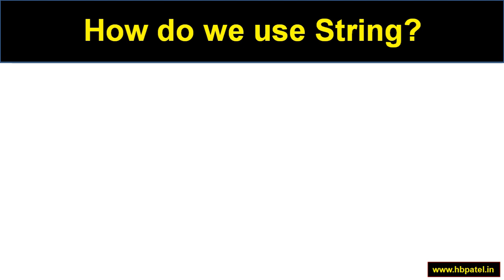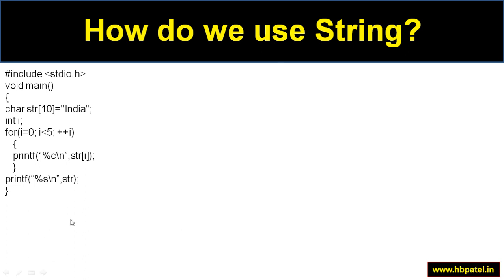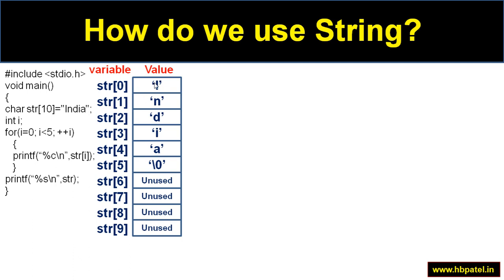Now let us see using a program how we can deal with this kind of string. Look at this: char str[10]. str is a character array having 10 elements, and the individual elements are I, N, D, I, A, India. So there are 5 characters: str[0] is I, str[1] is N, str[2] is D, str[3] is I, and str[4] is A. After India, an extra character is automatically added, which is null \0, and the rest of these locations are unused.